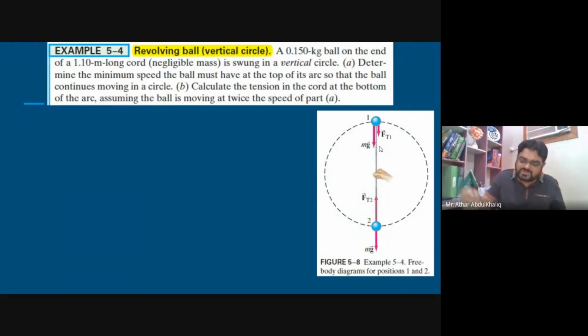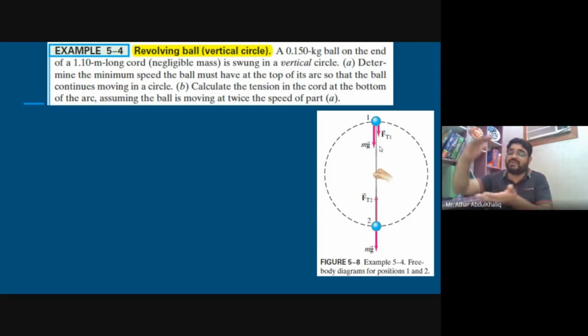But if you keep on reducing the speed, there will be a moment when the speed will be too low, that when the ball reaches maximum height, it will fall down. Let's say that speed is 5 meters per second. More than 5 meters per second, it continues in the circular path. Less than 5 meters per second, the tightness of the cord is lost and it will fall down, it will not rotate.